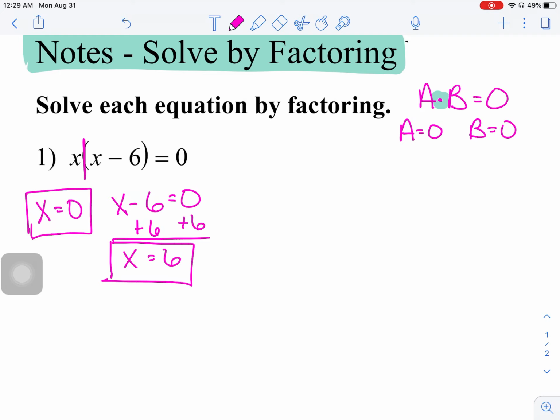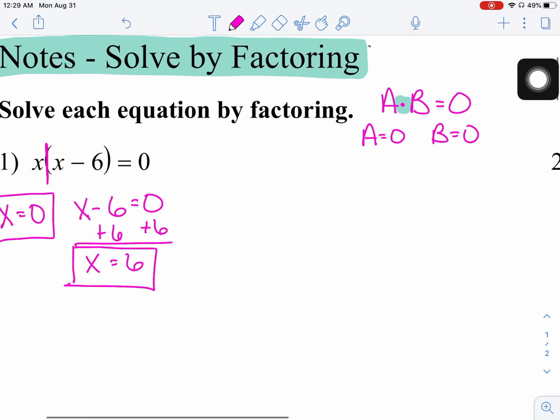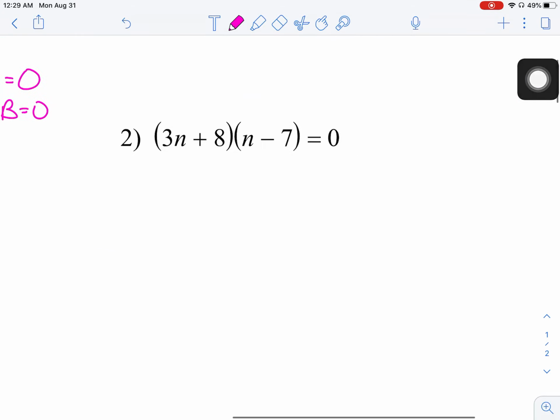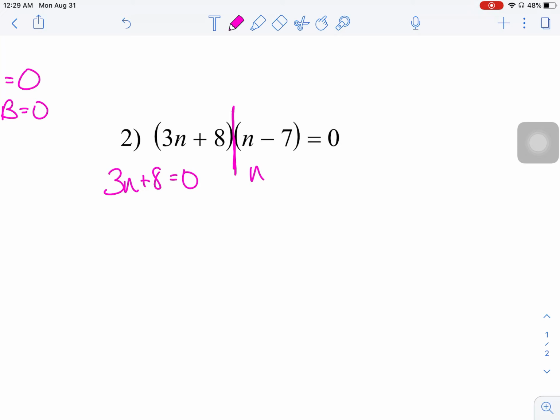All right, this is what happens if a problem is already factored and it's equal to 0. I'm going to slide on over to example 2 here. So things I look for, is it equal to 0? Yes. Is this in factored form? Yes. How do I know it's in factored form? Because it's written as a multiplication problem, right? Parentheses next to each other mean to multiply. And so that's what I'm looking for here. I'm going to take each factor, set it equal to 0, and then I am going to solve.